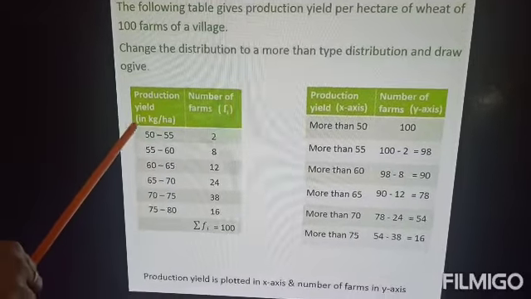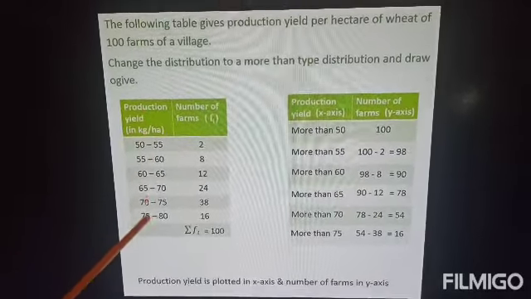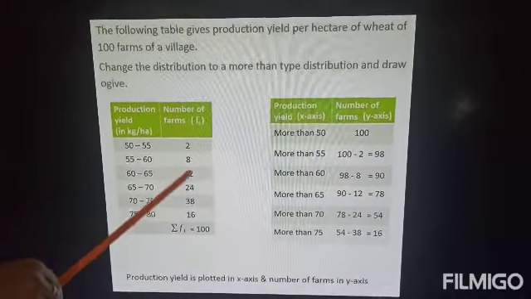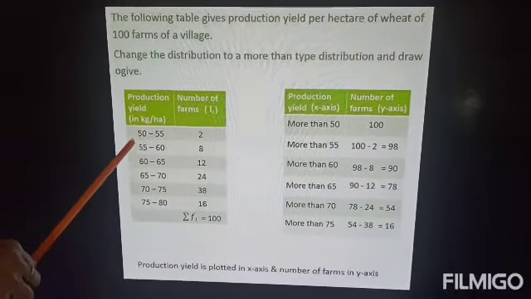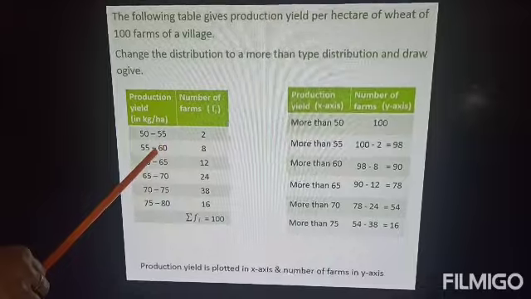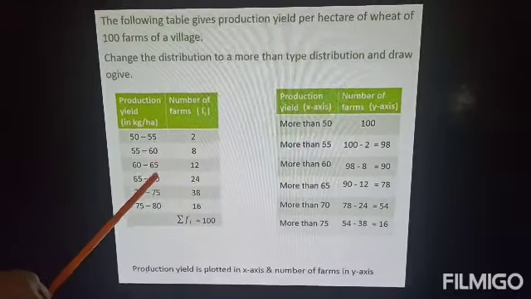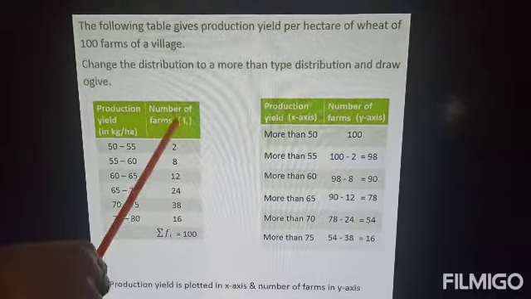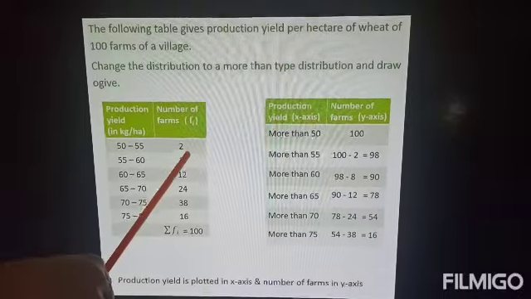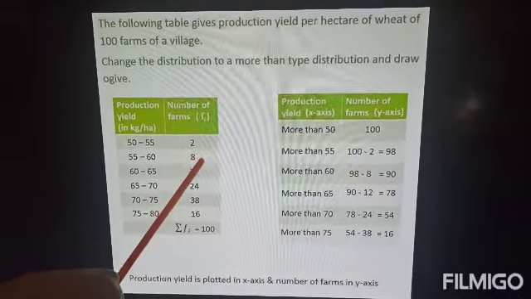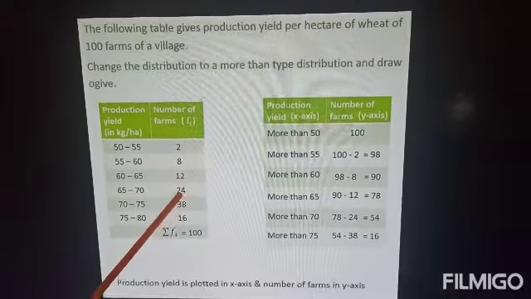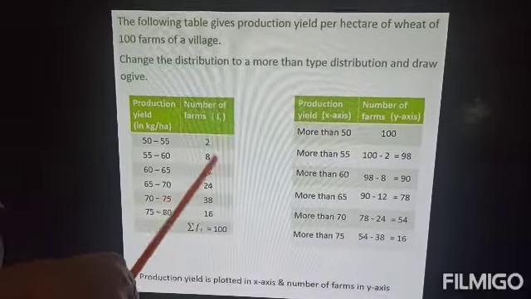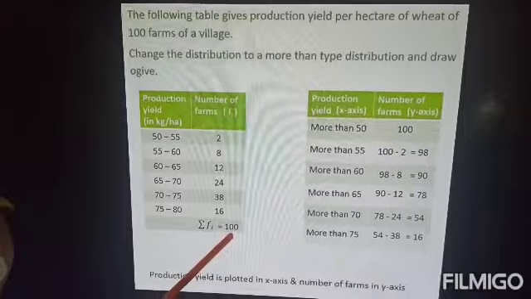Production yield in kg per hectare is given like this in the class interval. Then the number of farms, that is F1, is given. First class is 50 to 55, 55 to 60, 60 to 65, 65 to 70, 70 to 75, 75 to 80. Then number of farms, frequencies. In first class 2, second class 8, 12, 24, 38, 60. Okay, I have to add these frequencies. Total frequency we got 100.